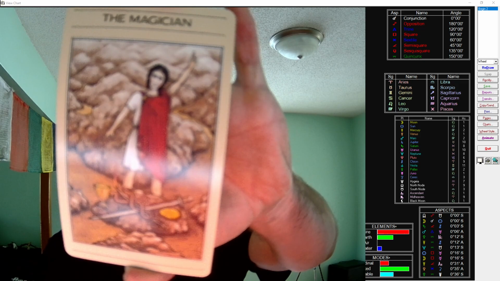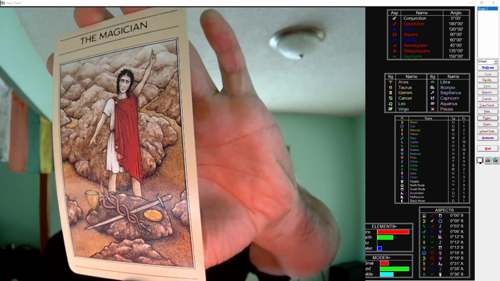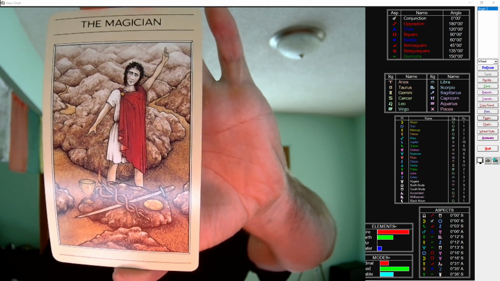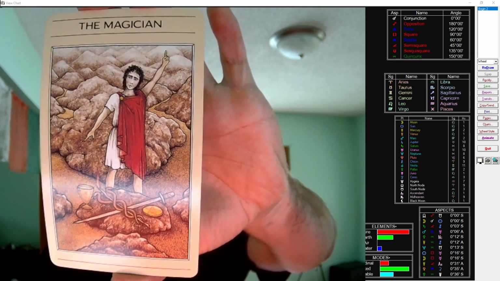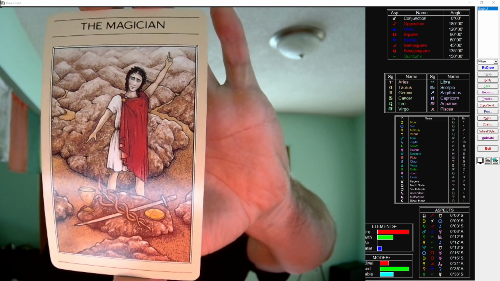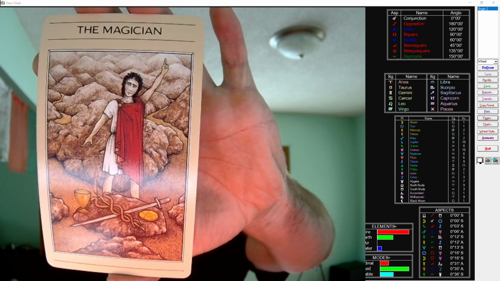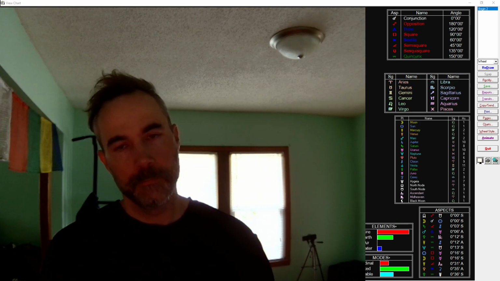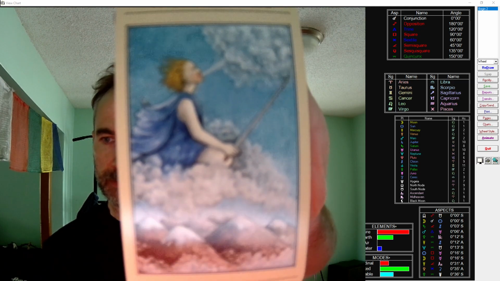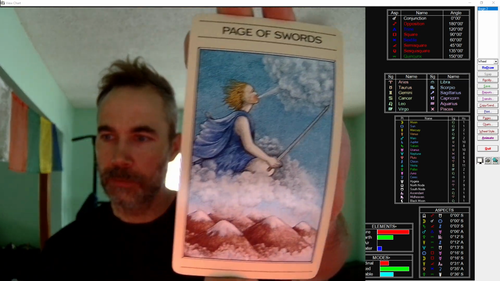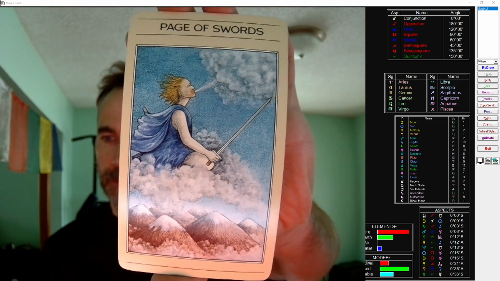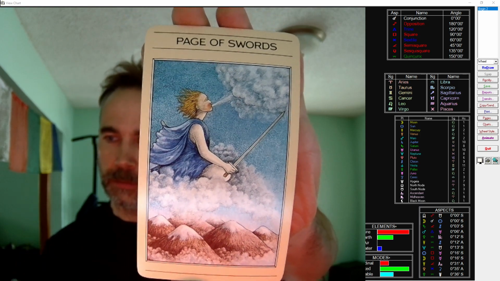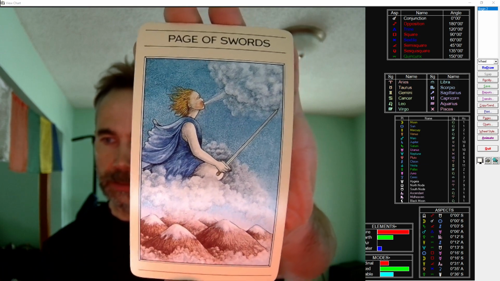Wow, another powerful card, the Magician. What the hell, maybe you're a musician. He's got all the elements laid down on the stone here. He's giving the Jupiter finger up, Jupiter finger down. Page of Swords. Let's get this thing focused. There we go. This man's toking it up, it appears. He's bringing in the imagination or blowing it out.